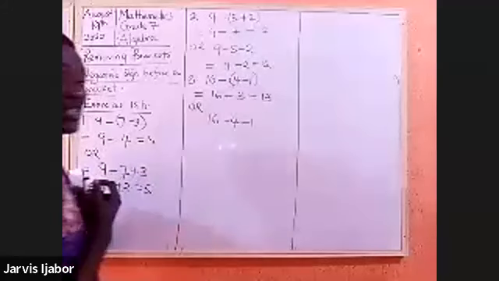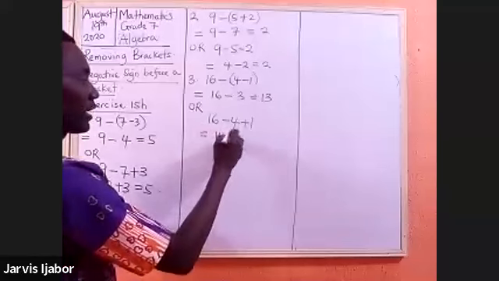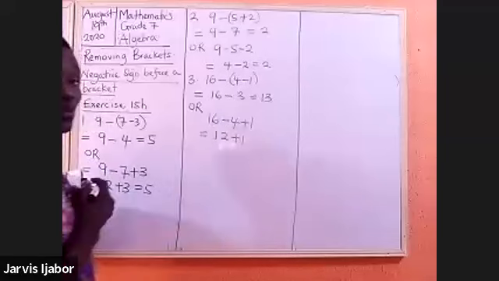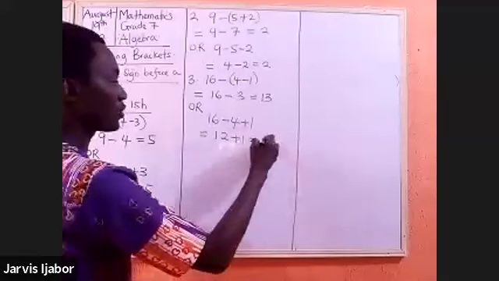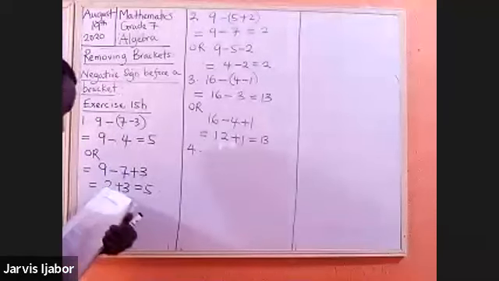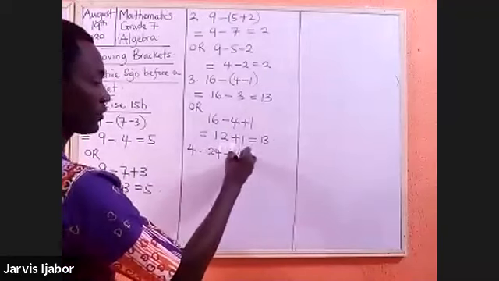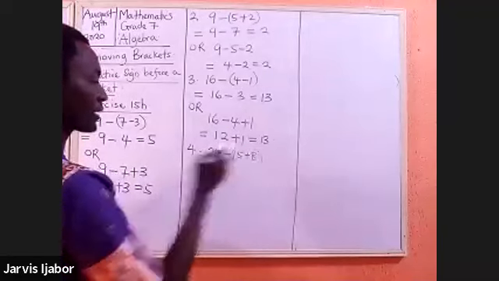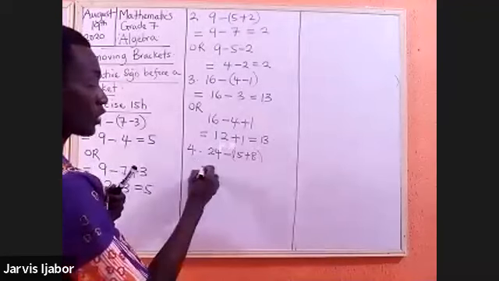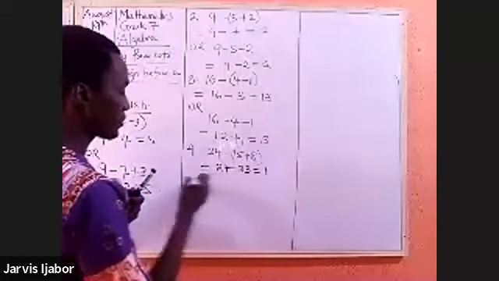The content will change. And that will give us what? 14, rather 12 plus 1. 16 minus 4 is 12 plus 1, and that will give us what? 13. I see that. Question 4. In question 4, you have 24 minus 15 plus 8 in brackets. So what happens here? This will be equal to 24 minus 23, and that is 1.